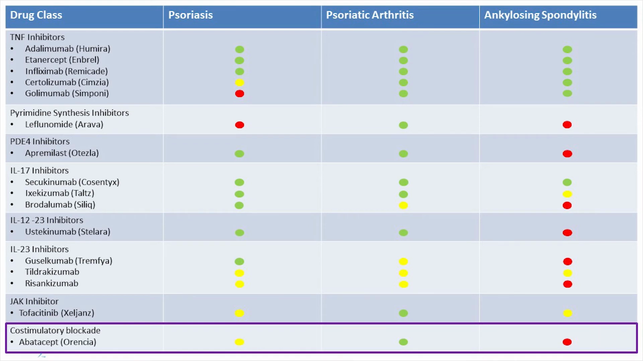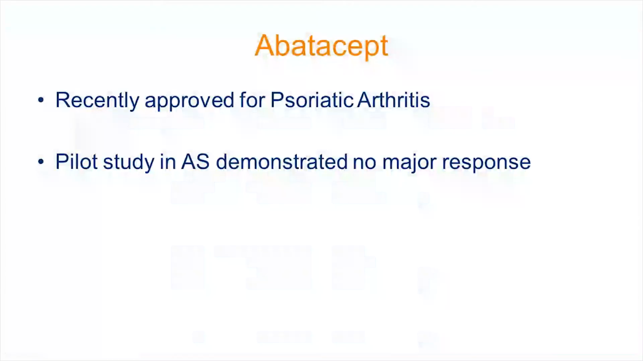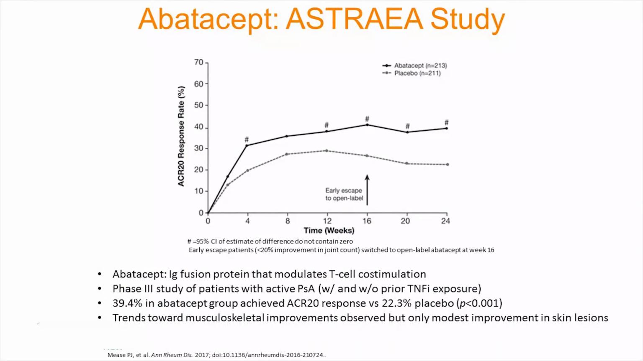So lastly, abatacept. We use this in both IV and subcutaneous form, which were recently approved for psoriatic arthritis. Unfortunately, in the pilot studies for ankylosing spondylitis, once again, that disconnect where there's very little response. The ASTRAEA study showed here, using abatacept, a T-cell co-stimulator, in phase 3, that there's efficacy of the abatacept group compared to placebo, with trends towards musculoskeletal improvement as well as skin. Probably a little bit more significant for joint coverage than we see in skin coverage.